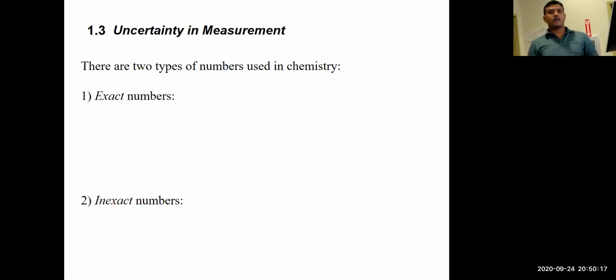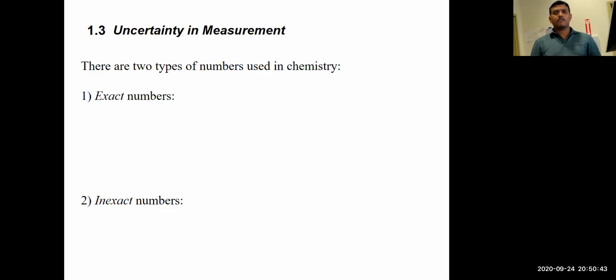Hello, this is part 3 of chapter 1 where we are going to discuss further about measurement and what to do with that data that you collected. So before we jump into that, let's discuss what type of numbers we use in chemistry. We mainly come across two different types of numbers in everyday life. One is exact number, one is inexact number.